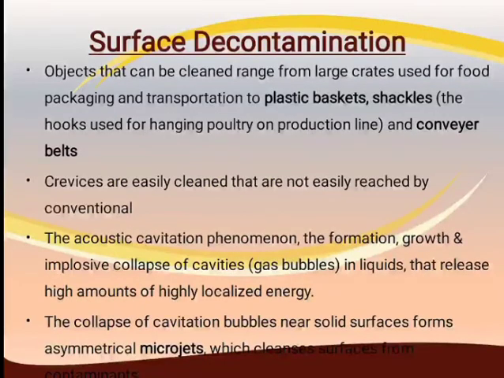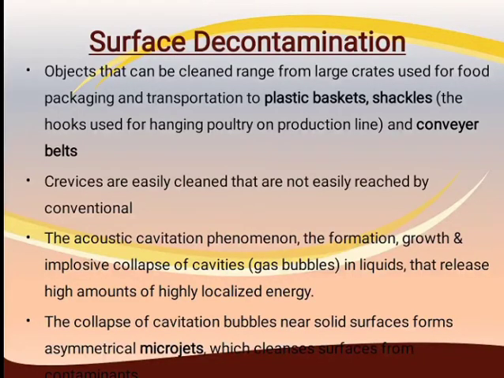So, surface decontamination. Objects that can be cleaned range from large crates used for food packaging and transportation to plastic baskets, shackles, the hooks used for hanging poultry on a production line, and conveyor belts. Crevices that are not easily reached by conventional methods are easily cleaned.